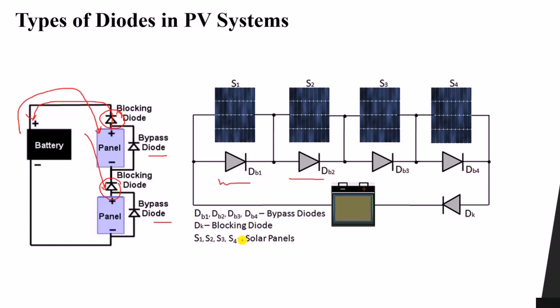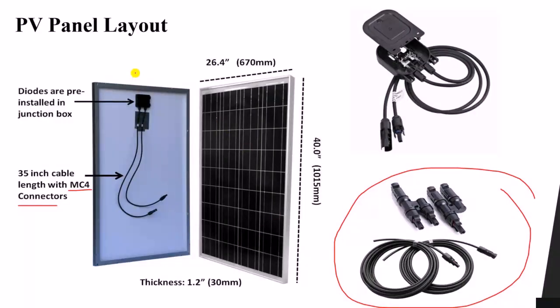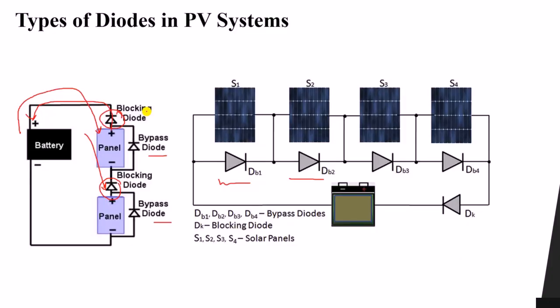So what are the diodes inside the junction box? The diodes inside the junction box are one type, which is the bypass diodes. Now where are the blocking diodes? The blocking diodes exist inside the charge controller, which is used to charge the batteries. Inside it has the blocking diodes, which prevent the power flow from the battery to the panels.